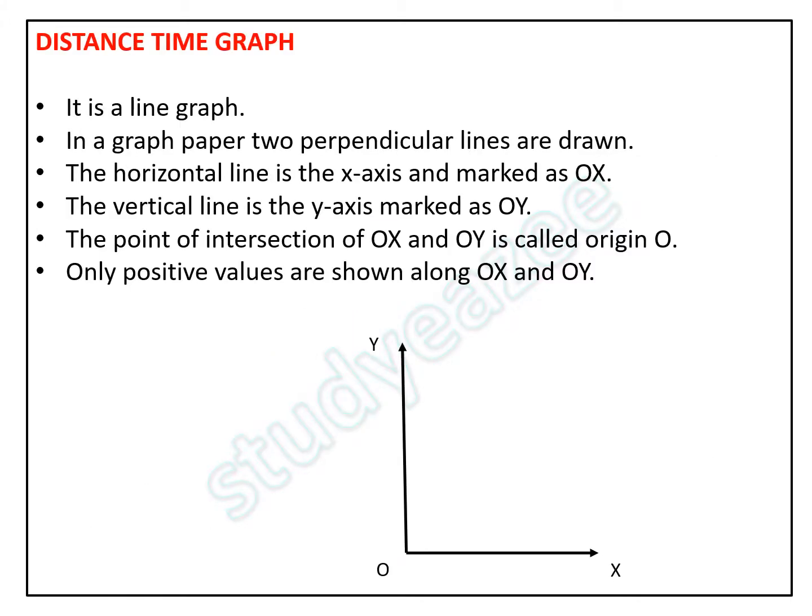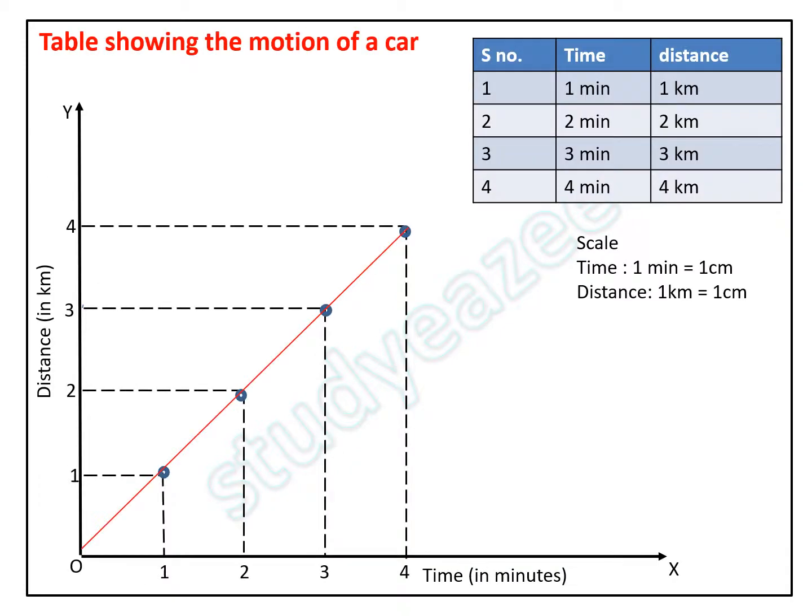Now we'll study the distance time graph. It is a line graph. In a graph paper, two perpendicular lines are drawn. The horizontal line is called the x-axis and marked as OX, and the vertical line is called the y-axis. It is marked as OY. The point of intersection of OX and OY is called the origin O. Only positive values are shown along OX and OY.